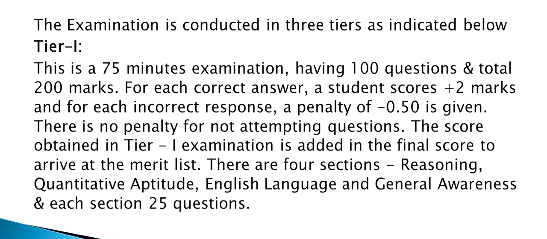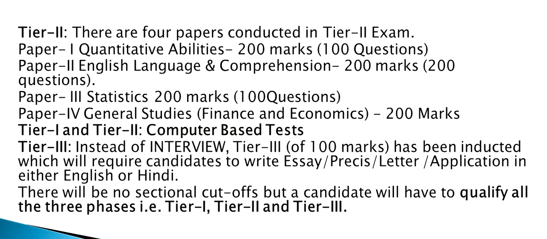of 25 questions. Now in Tier 2, there are 4 papers conducted in Tier 2 exam. Paper 1, Quantitative Abilities, 200 marks, 100 questions. Paper 2 is English Language and Comprehension, 200 marks, 200 questions. Paper 3 is Statistics, 200 marks, 100 questions. And Paper 4 is General Studies, Finance and Economics for 200 marks. Tier 1 and Tier 2 are computer-based tests.